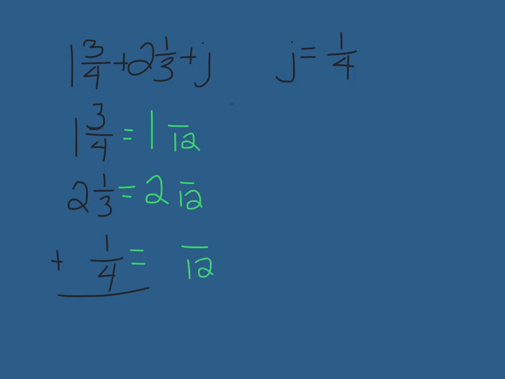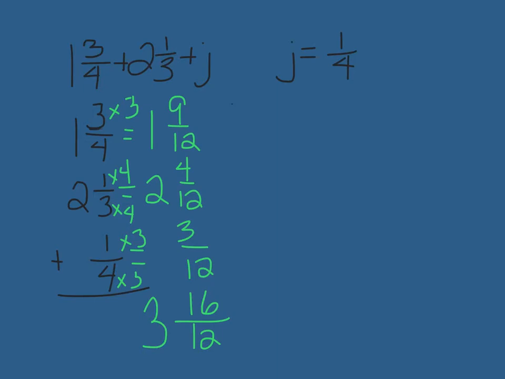then I need to multiply. 4 times 3 equals 12, so I need to multiply that one by 3. Then I need to multiply this one by 4. And then this one I know by 3 again. So I have 9 plus 4 plus 3. So that equals 16 twelfths. Now I add up my whole numbers. 2 plus 1 equals 3.